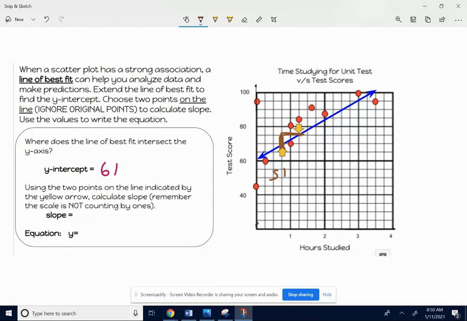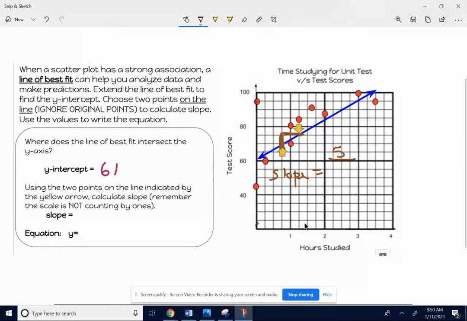We're going to go up one space, but one space on this particular y-axis is really only a test score of 5, a difference of 5 points in your test score. So the rise would be 5 points. And then the run would be over 2 spaces. But on this particular graph, 2 spaces is only half of an hour.